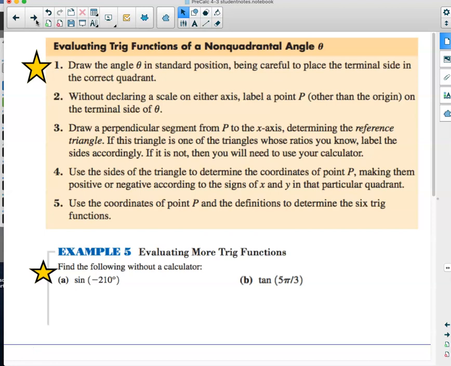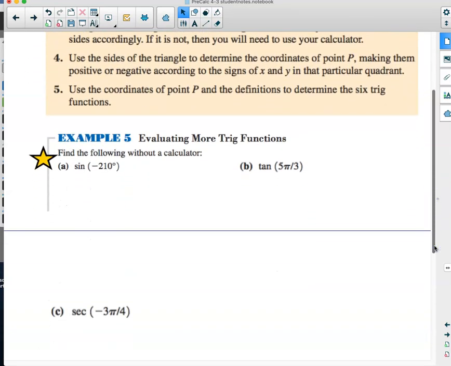So notice number 5 doesn't say you will always use coordinate trig, because there's a realization that if we have it drawn, we're probably just going to use SOHCAHTOA to figure out what we have. So, big clue that something nice is supposed to work out is the directions, find the following without a calculator. That is a big hint that we better get a special angle when we do this one. So negative 210.